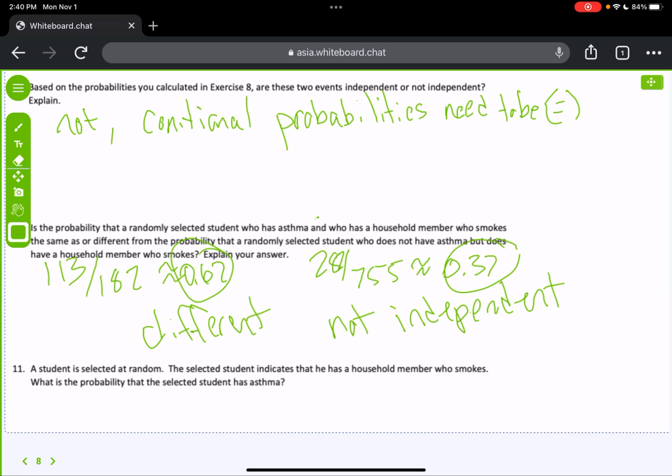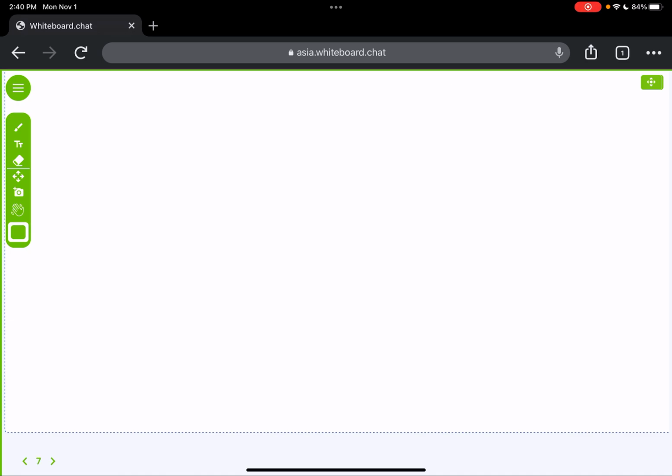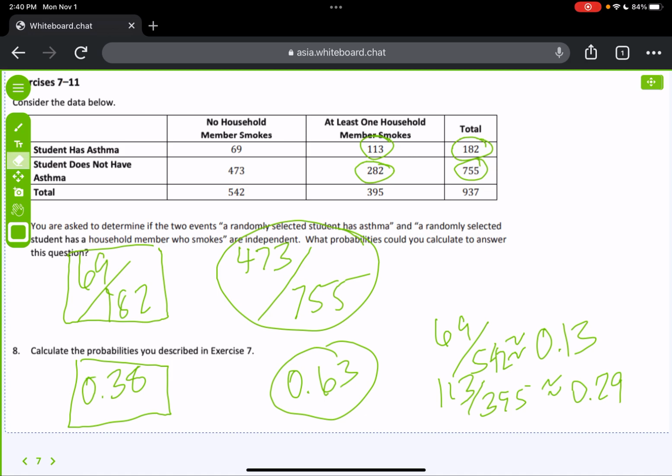Okay. I think this is the last question. A student is selected at random. The selected student indicates that he has a household member who smokes. What is the probability that the student has asthma? Okay, so let's go back to our chart. And it said randomly selected student has at least one household member, so it's going to be out of 395. And it said, what is the probability that he has asthma?